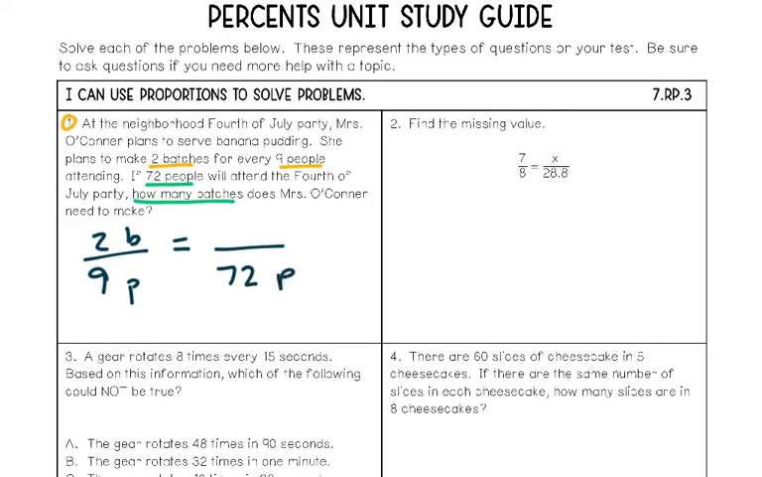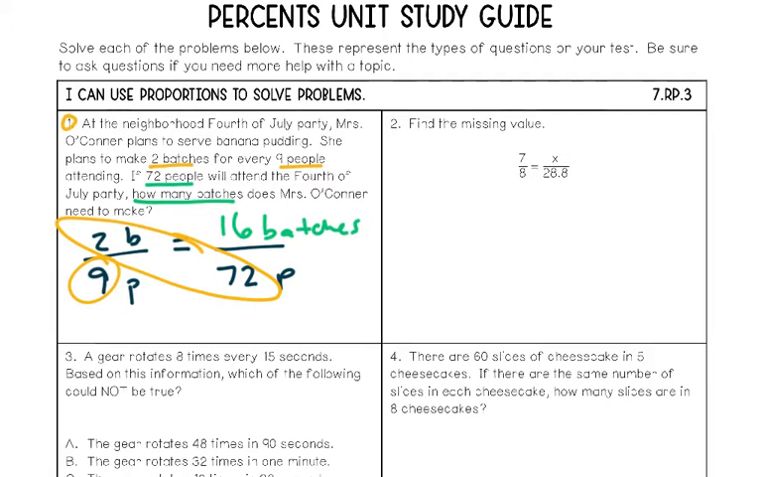I know that 72 is going to go on the bottom of my new fraction because people was on the bottom of the first fraction. Now I have my proportion set up. I'm going to cross multiply to solve. I circle the two numbers I have across from each other and multiply. In this case, 72 times 2 is 144, and I always divide by that number that's left. So 144 divided by 9 gets me 16. Since the question was asking how many batches does Mrs. O'Connor need, and I got 16 batches, I know I've got my answer and I'm done.